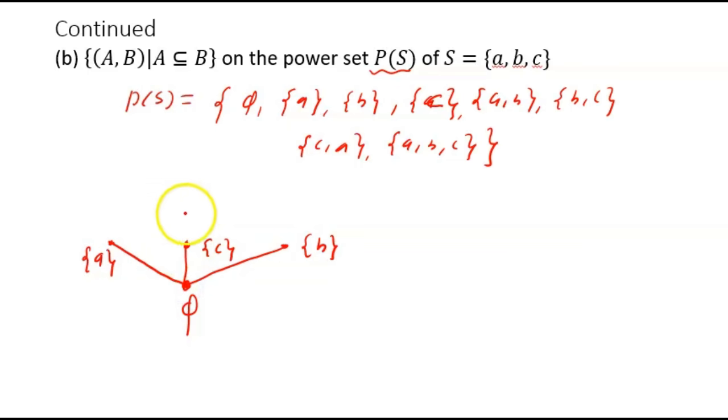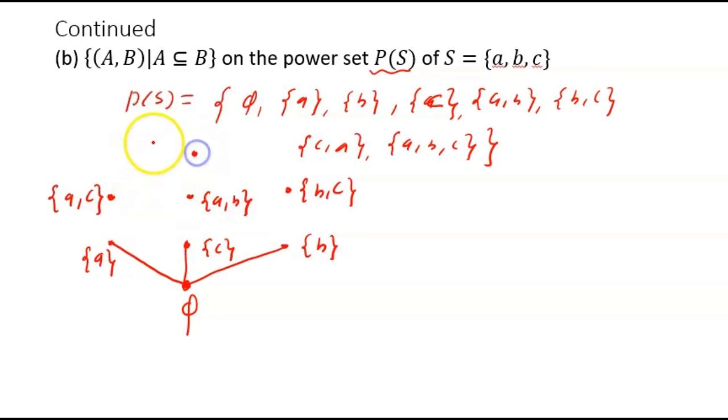Now let me write here A comma C. Let me write here B comma C, and let me write here A comma B, and let me write here A comma B comma C. Okay. So now draw the lines in the vertical direction.